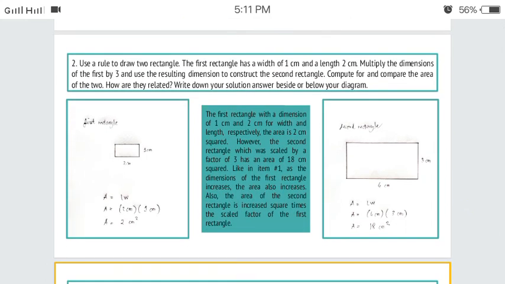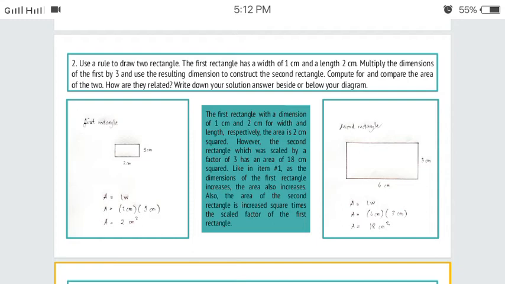Let's proceed to question number 2. Use a ruler to draw two rectangles. The first rectangle has a width of 1 centimeter and a length of 2 centimeters. Multiply the dimensions of the first by 3 and use the resulting dimensions to construct the second rectangle. Compute for and compare the area of the two. How are they related? Write down your solution and answer beside or below your diagram.